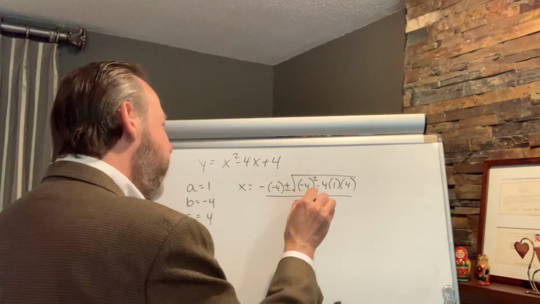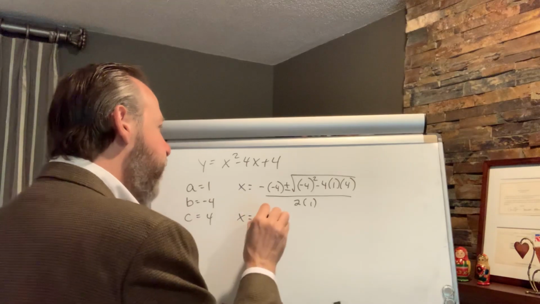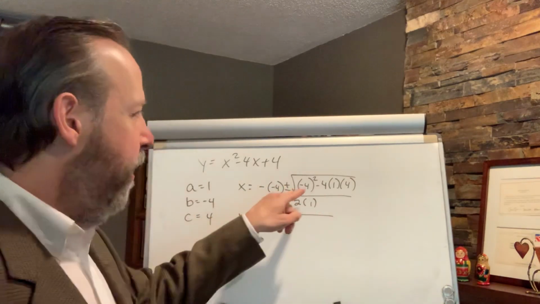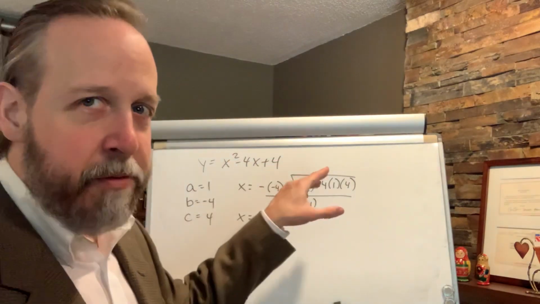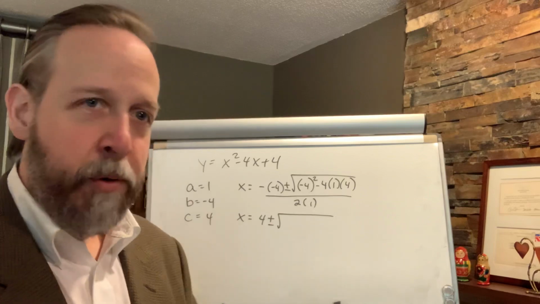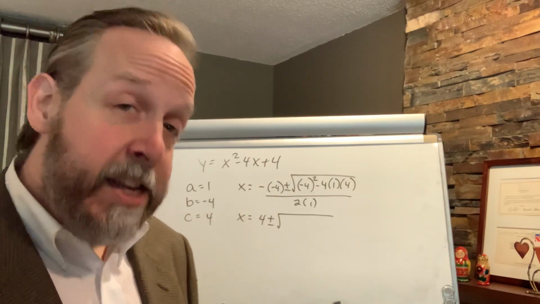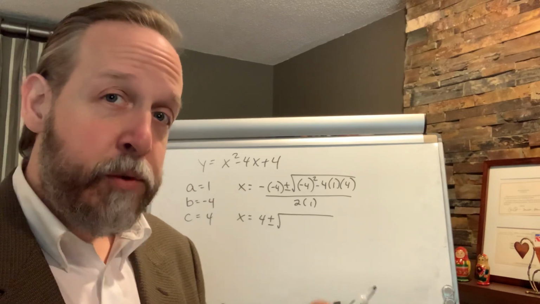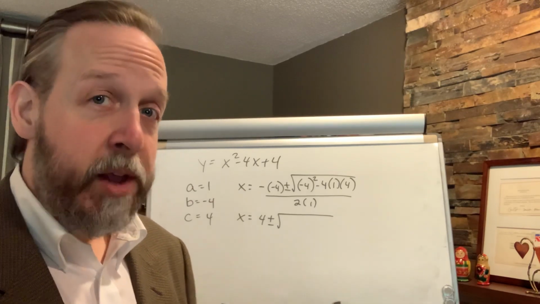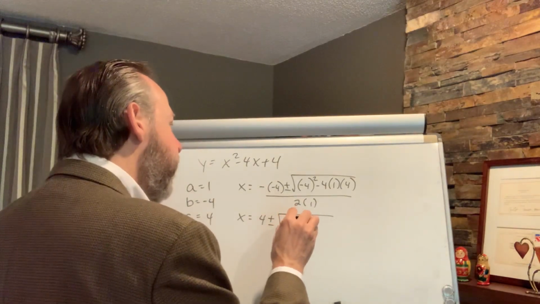All over 2 times 1. Okay, now, negative 4 is 4, plus or minus the square root of. Be very careful here. You got to be so careful. Negative 4 squared. If you're just using a calculator and you type in negative 4 squared, it says negative 16 and it's wrong. Negative 4 is the quantity. When you square a negative number, it becomes positive. Negative 4 times negative 4 is positive 16. So be very careful over here.